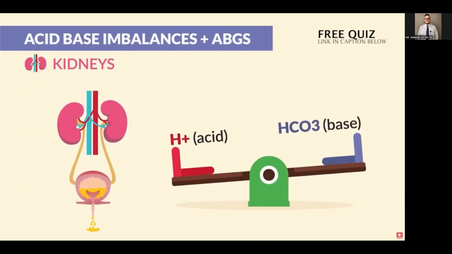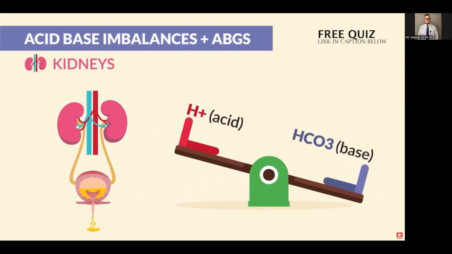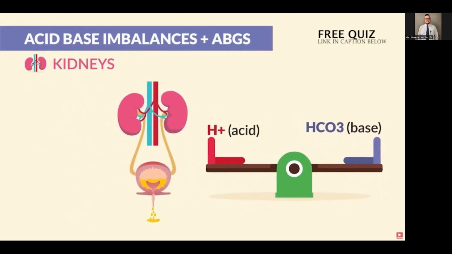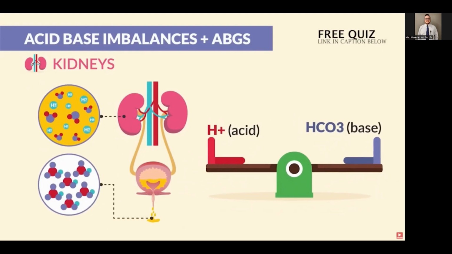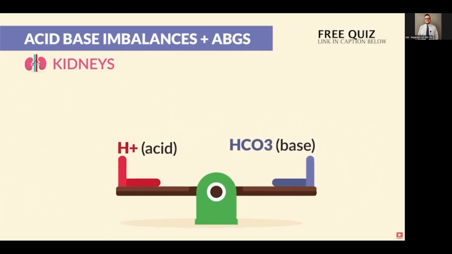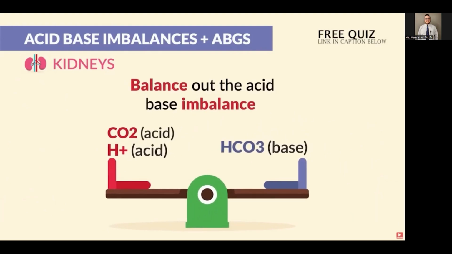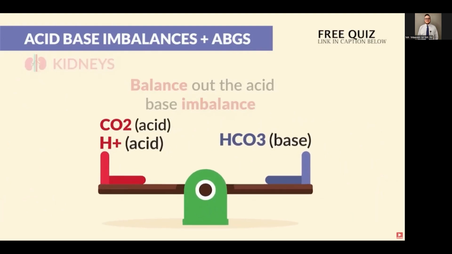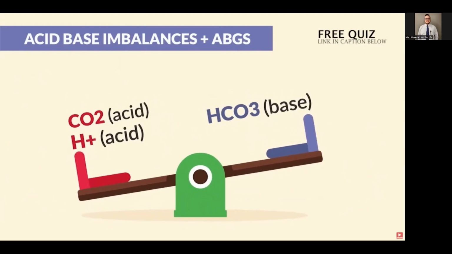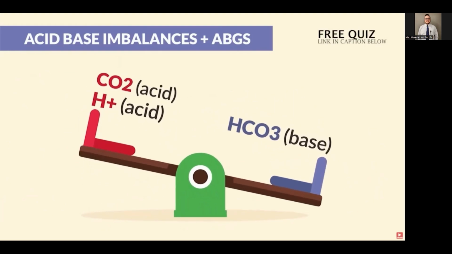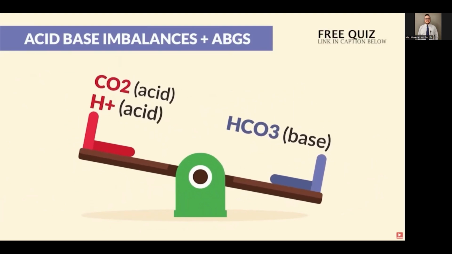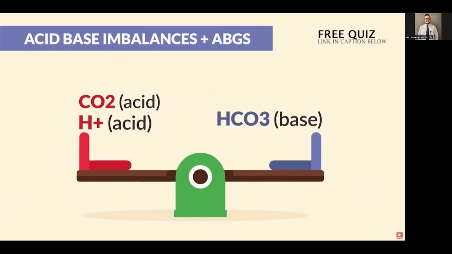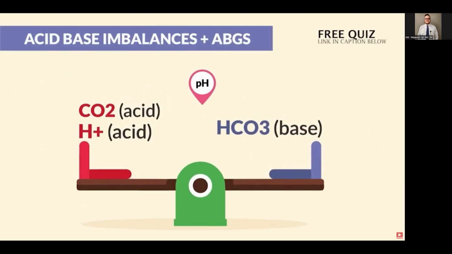Let's just say the body has a base or alkalosis overload. Well, it helps to balance out the body by excreting more bicarb and retaining more hydrogen ions to make the body more acidic. It does its part to help balance out the acid-base imbalance. So naturally, too much or too little of either acid or base can throw the body out of balance. If one is out of balance, well then the others will try and adjust by increasing or decreasing in order to steady out this pH level and put it in normal range.